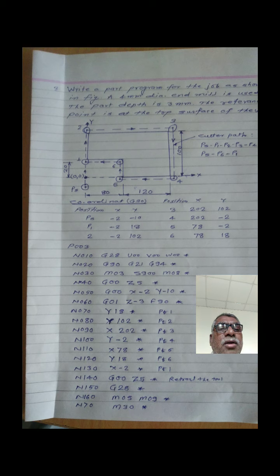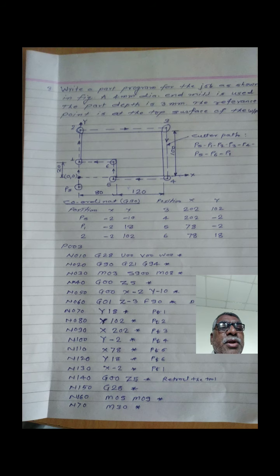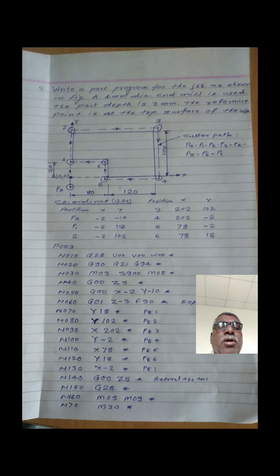First, write down the program number P003, it is our program number 3. The first block N010, G28, U0, V0, W0, end of the block. The star indicates the end of the block. What is the meaning of this block? Your tool is at the machine reference position. What are U, V, W? These are parallel axes with X, Y and Z respectively. Is it clear? That is the meaning of block number 10.